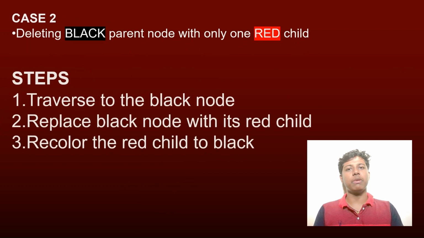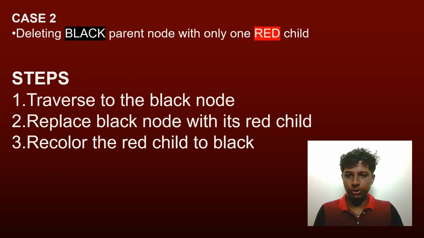So the first step, as usual, we have to traverse to the node. Then we have to replace the black node which needs to be deleted with its only red child. And after replacement, we have to recolor the node. Now let us look at the example.